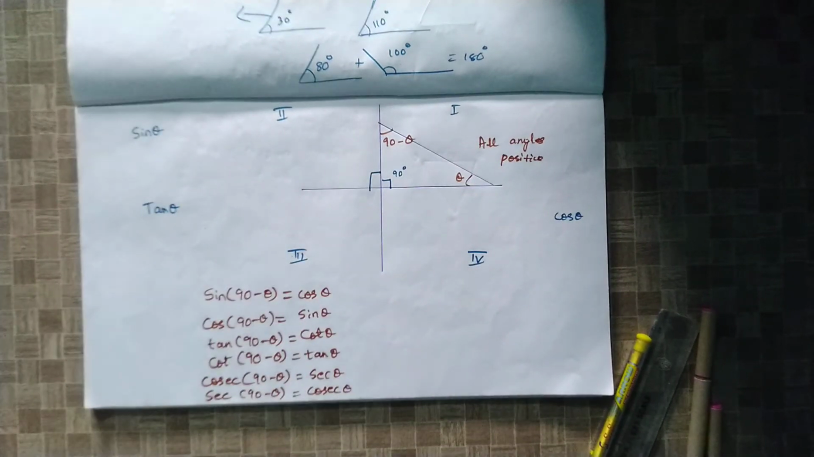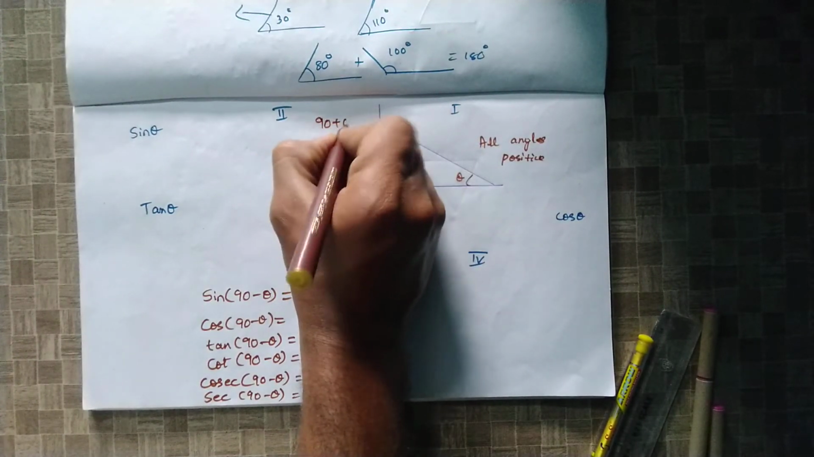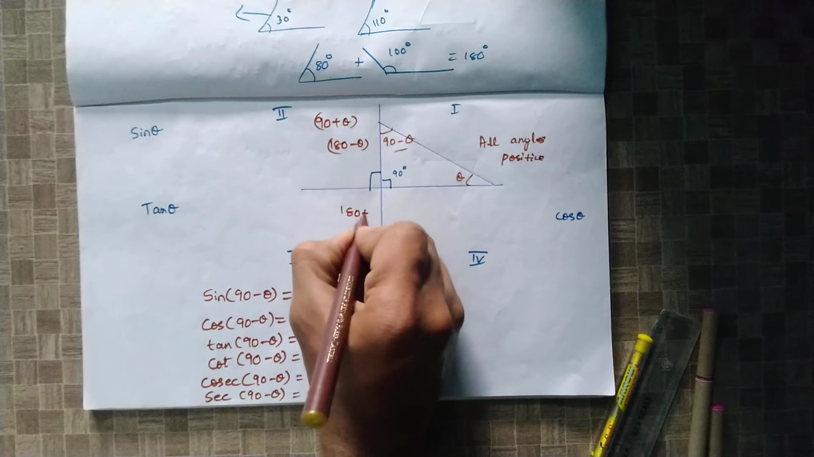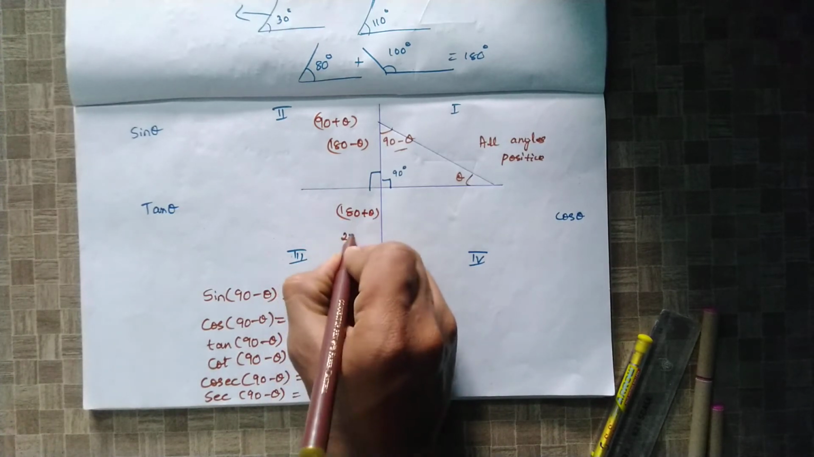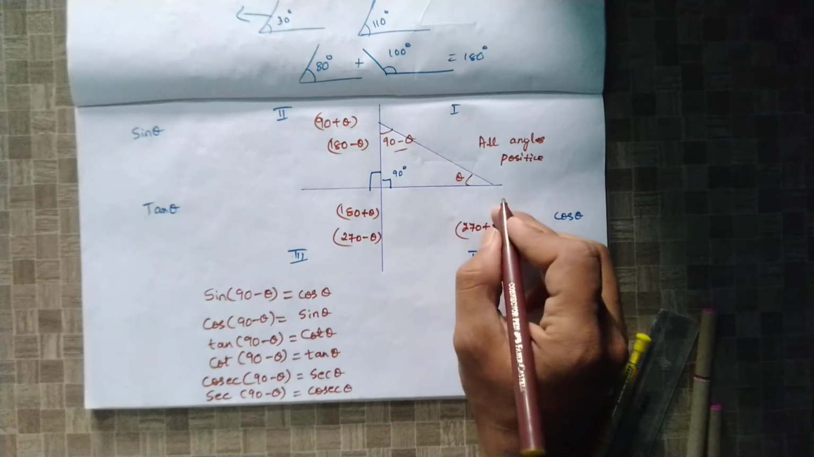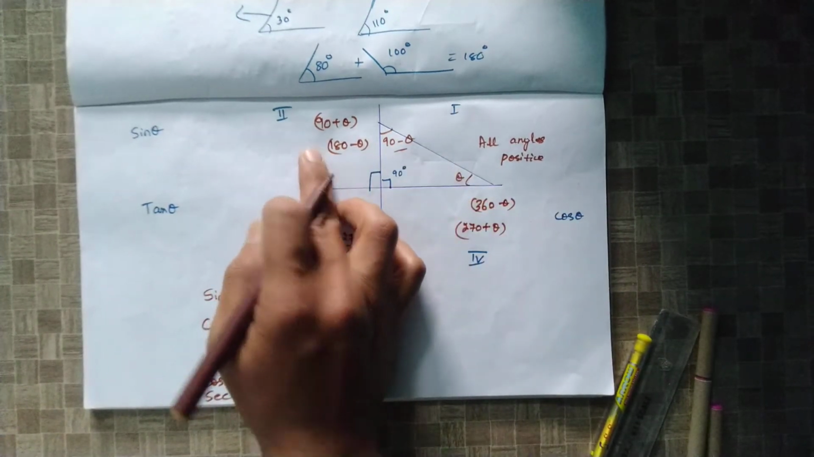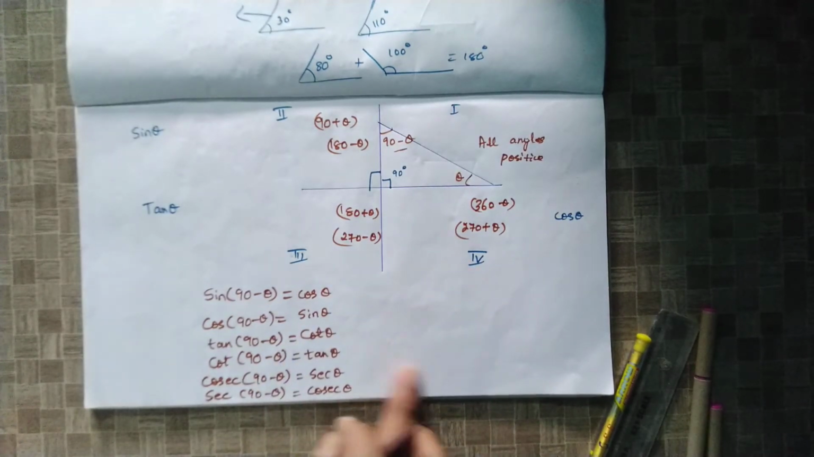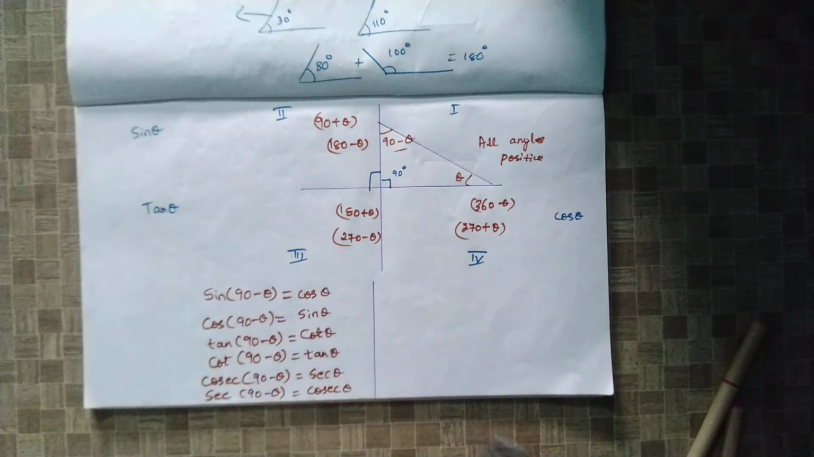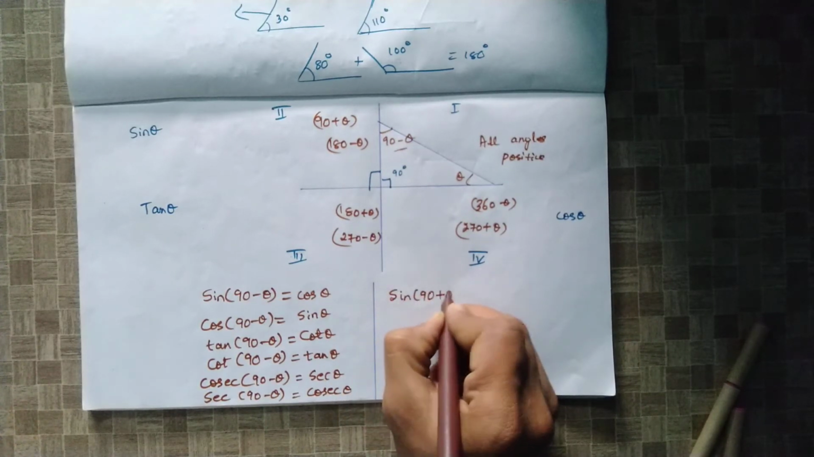This is in the second quadrant. This is 90 minus theta, and this is 90 plus theta or 180 minus theta. Similarly, this is 180 plus theta, and this is 270 minus theta. This is 270 plus theta, and this is 360 minus theta. This is the first quadrant, this is the second quadrant, this is the third quadrant, this is the fourth quadrant. Similarly, this is the second quadrant.